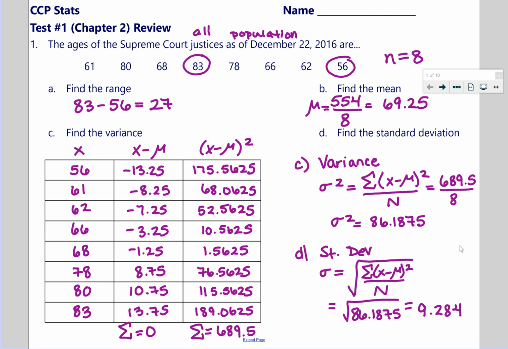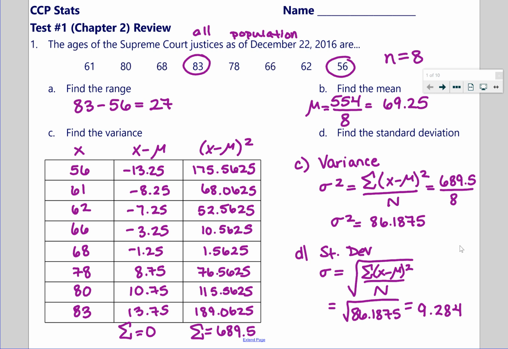All right, so first one, this one was the ages of Supreme Court justices. So this is a population, because it didn't say it was a sample or a set of them. We've got 8 listed there, so that's our n value that we're going to use. The range is biggest minus smallest, so that's a quick little calculation. Mean wouldn't be too terrible here either. Add them all up and divide by how many there are. Speaking of adding and dividing, remember you're going to have a red calculator tomorrow.